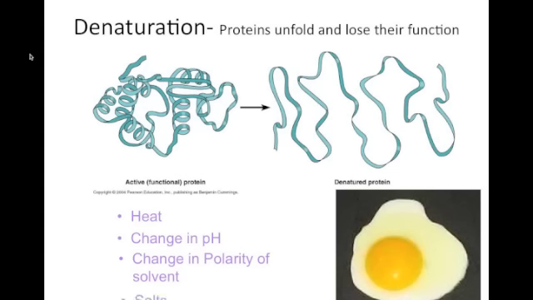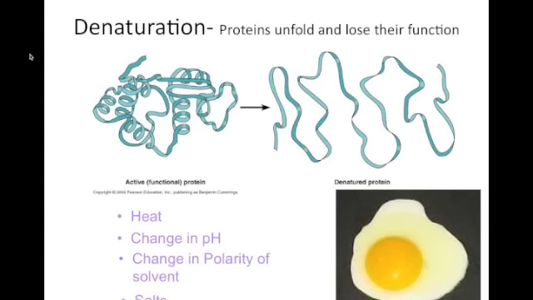The last thing that can really cause proteins to denature is salts. Again, salts form strong ions, and so that's going to interrupt that ionic bonding and cause the attractions to be off. So any of those things can cause proteins to denature.